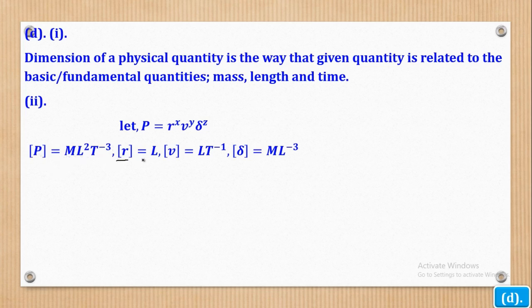Then R is length, velocity is meters per second, where meters is length and seconds is time. Then density is kilogram per meter cubed. So kilogram is mass, which is M, and meter cubed is length, which is L to the power negative 3.